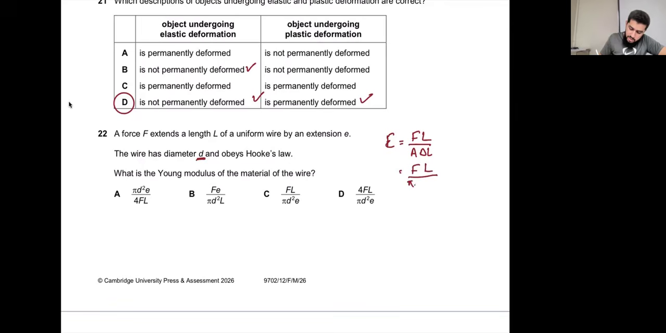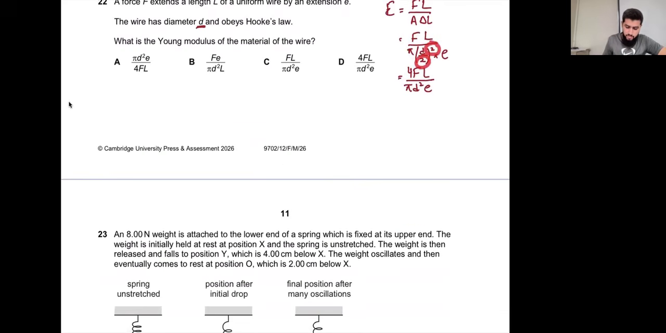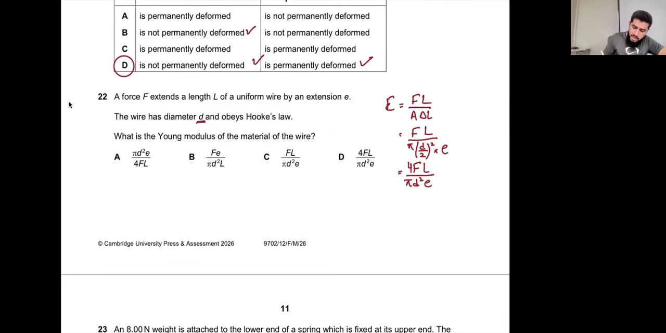Area. The diameter is D, so pi R squared, or pi D squared upon 4. Whatever you think is easier. Multiplied by the extension which is E. Which means F L, and you've got 4 here, into pi D squared E. Where does this 4 come from? This 4 here comes from this 2 squared. So 4FL upon pi D squared E, which gives you the answer as D.